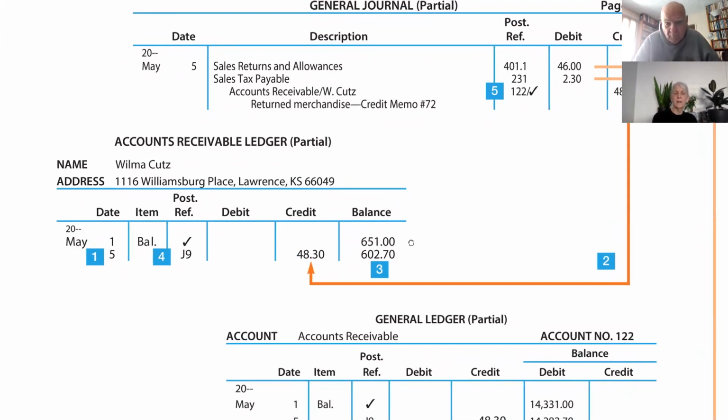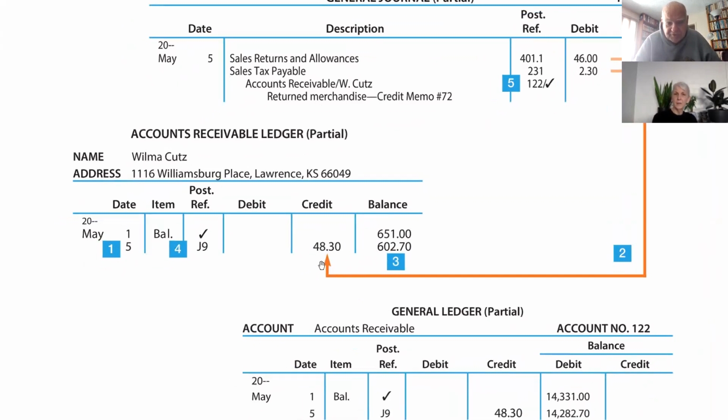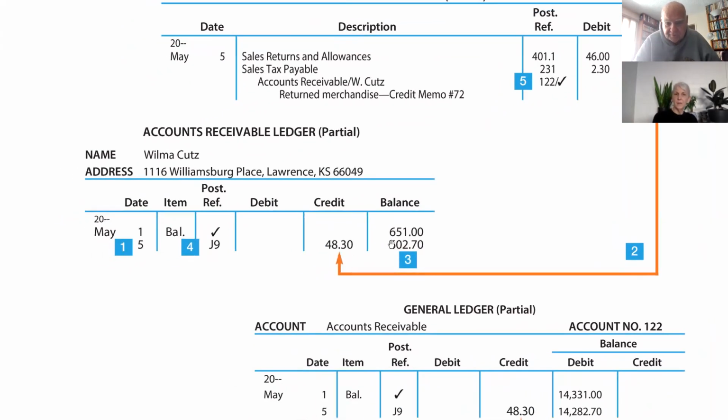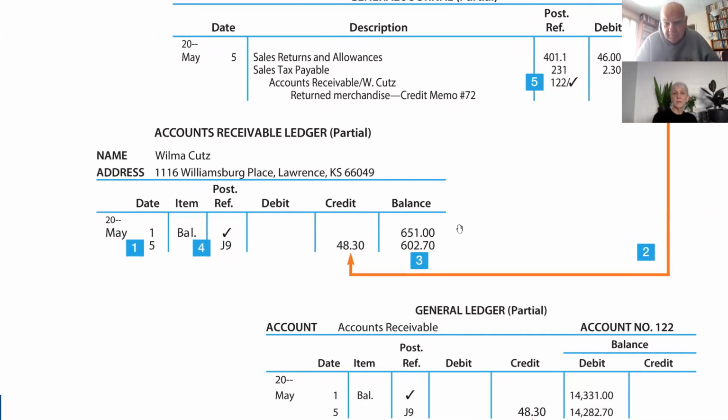Wait, I'm sorry, say it again. What was his balance before he returned the $48.30? Looking at his ledger. Oh, okay, 602.70. Well, that's afterwards. Yeah, he owed $650 before he returned this stuff. You got the right idea. Yeah, sorry. He owed us $651, and now he doesn't owe us $48.30, so he brought his balance down to $602.70. Right.